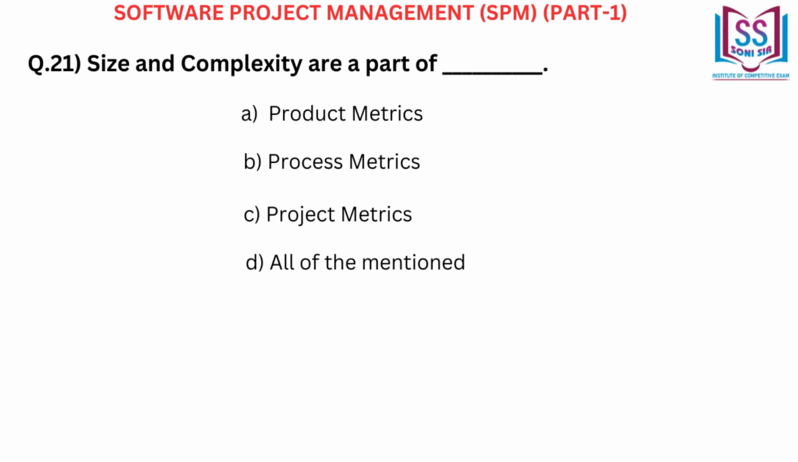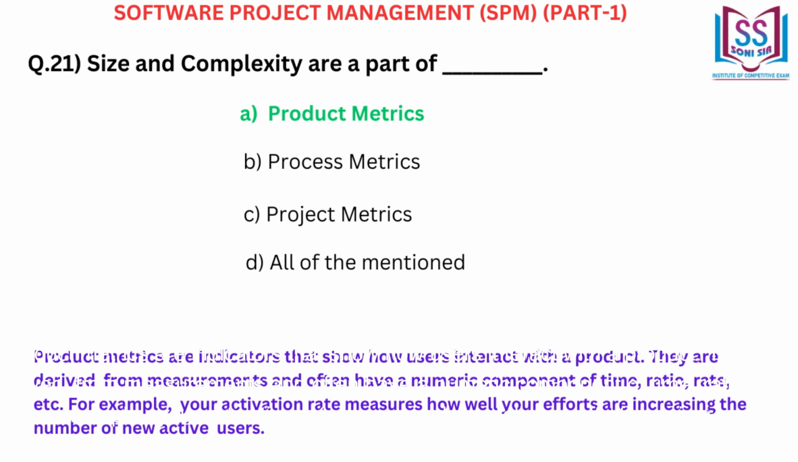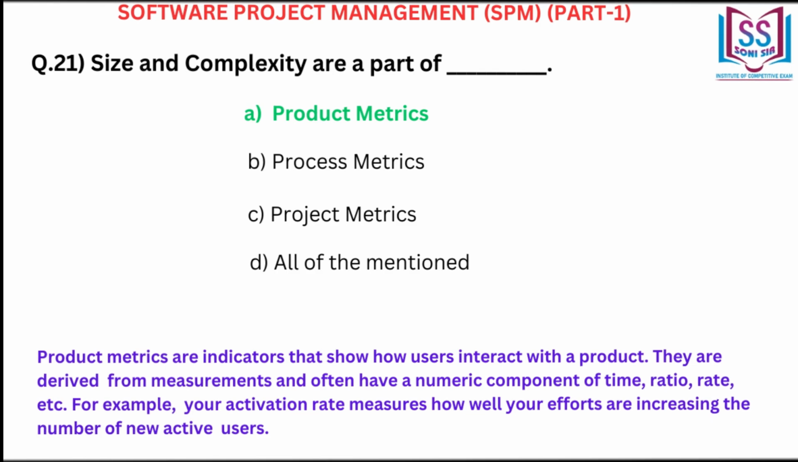Project metrics. D. All of the mentioned. Correct answer A. Product metrics. Product metrics are indicators that show how users interact with a product. They are derived from measurements and often have a numeric component of time, ratio, rate, etc. For example, your activation rate measures how well your efforts are increasing the number of new active users.